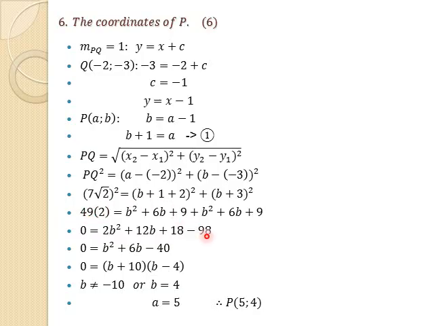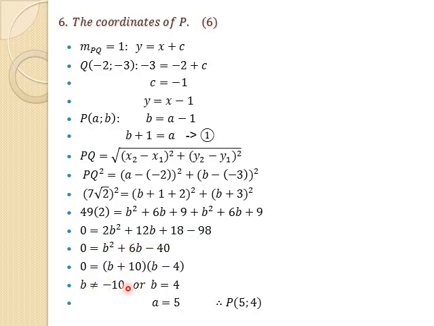If I take it over, negative 98. Divide by 2. So 2 divided by 2 is 1, 12 divided by 2 is 6, 18 minus 98 gives me negative 80, divided by 2 gives me negative 40. Now we have 0, so we can factorize. p squared is simply p times p. Factors of negative 40: positive 10 times negative 4 gives me negative 40. That gives me 10p minus 4p, which gives me 6p.